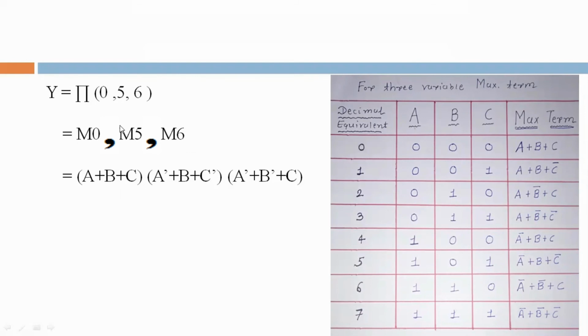Now we want M5. So M5 has decimal 5 here, so you can represent it as a dash plus b plus c dash. The representation of M6 will be a dash plus b dash plus c. The equivalent decimal number is here. These are max terms.